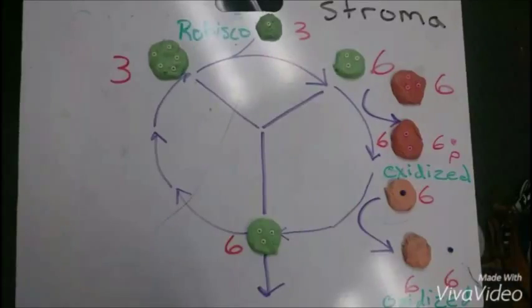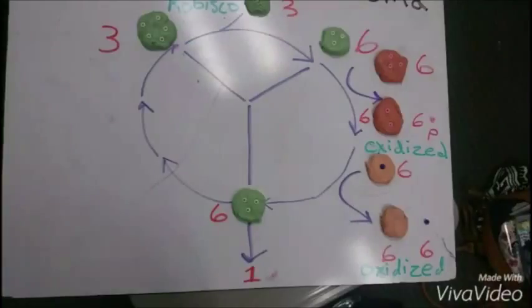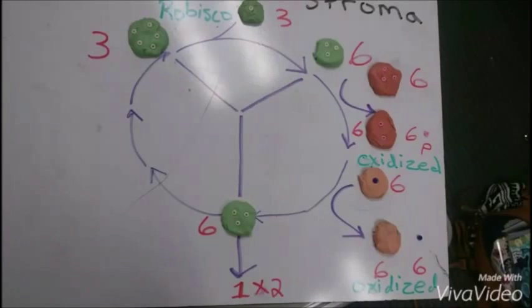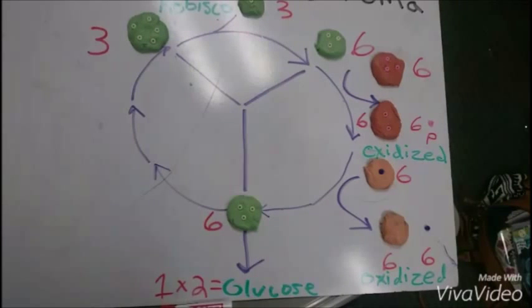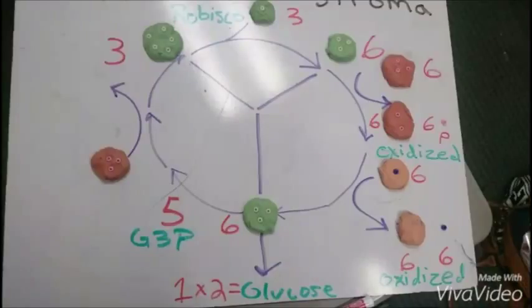And then we have 6 molecules of the 3-carbon triose phosphate, of which 1 will go into glucose. But we actually need 2 triose phosphate to make glucose because we have to get those 6 carbons. So it's going to take 6 turns total of the cycle, because we're doing 3 turns for each one.